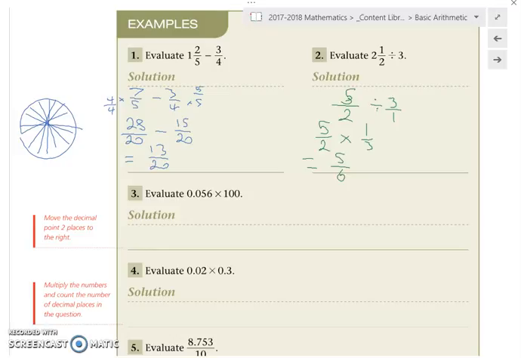Evaluate 0.056 times 100. This should be very, very easy. 5.6. Killing it. Now, be aware that if it says to 2 decimal places, then you've got to add a 0. If it says to 3 significant figures, you need to add a 0. Just be aware of what's going on in the question. But in this case, perfect.